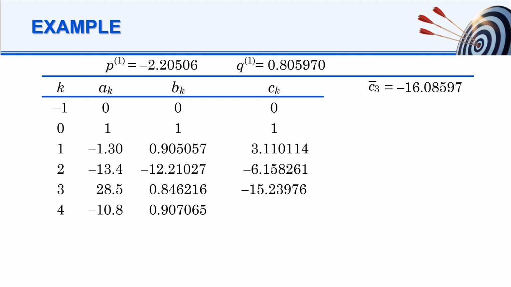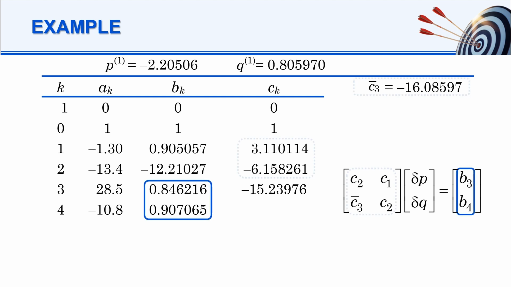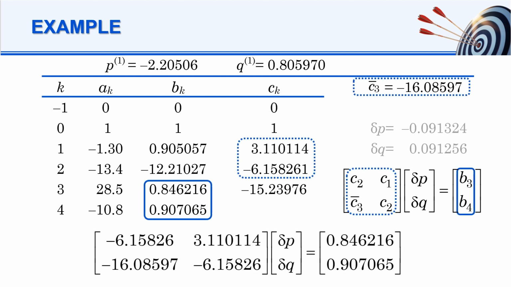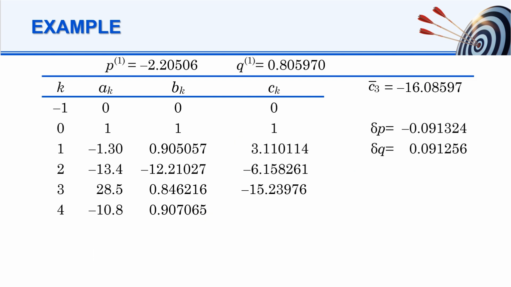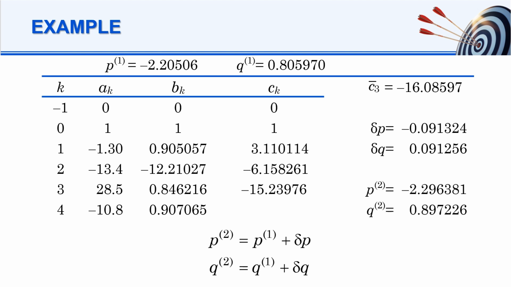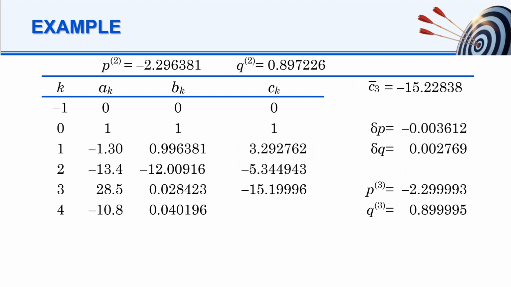Now that we have the coefficients of the 2 by 2 linear system, we can solve the system for improvements, which leads to minus 0.091324 for delta p and 0.091256 for delta q. The second step estimates can then be found as follows. We will skip the third iteration details. The third iteration yields smaller improvements, which in turn yield minus 2.299993 for p3 and 0.899995 for q3.